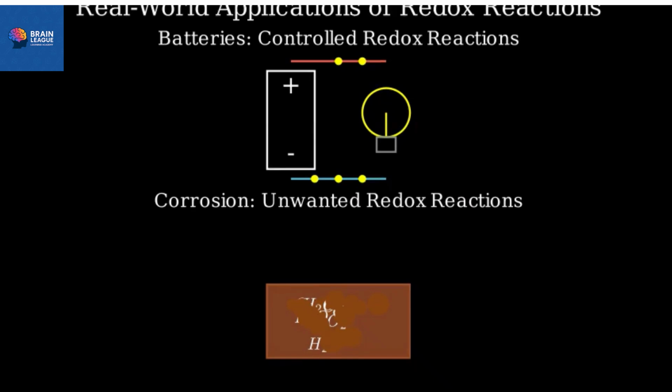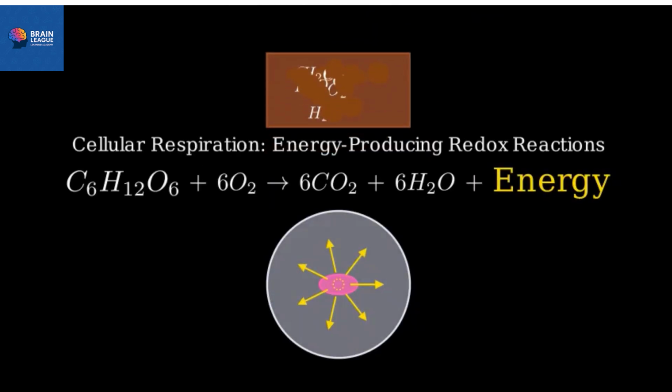accelerated by moisture. In our bodies, cellular respiration is a series of redox reactions where glucose is oxidized and oxygen is reduced, releasing energy for our cells.